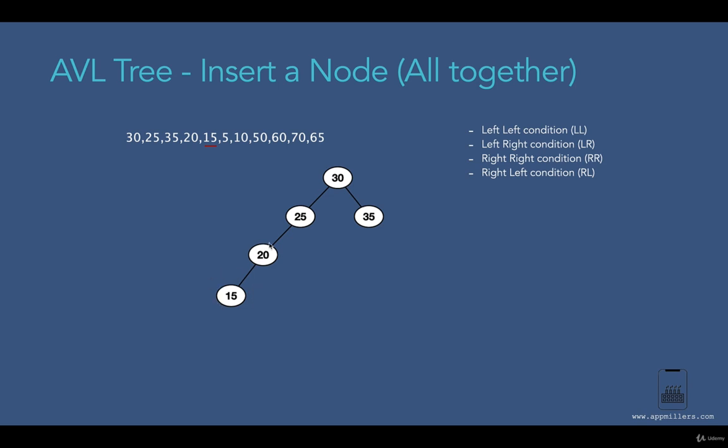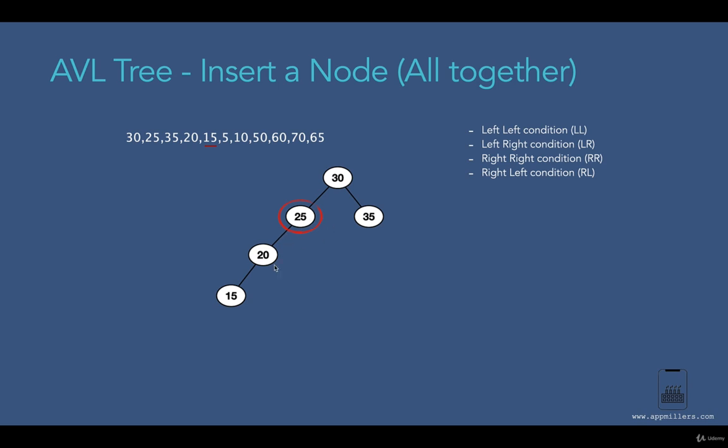Now after addition, we check whether 20 is imbalanced. It's obvious that it's not, so we continue to 25. In the case of 25, the left subtree's height is 2 and the right subtree's height is 0. This means that this node is imbalanced. After identifying the imbalanced node, the next step is to identify which condition this is.